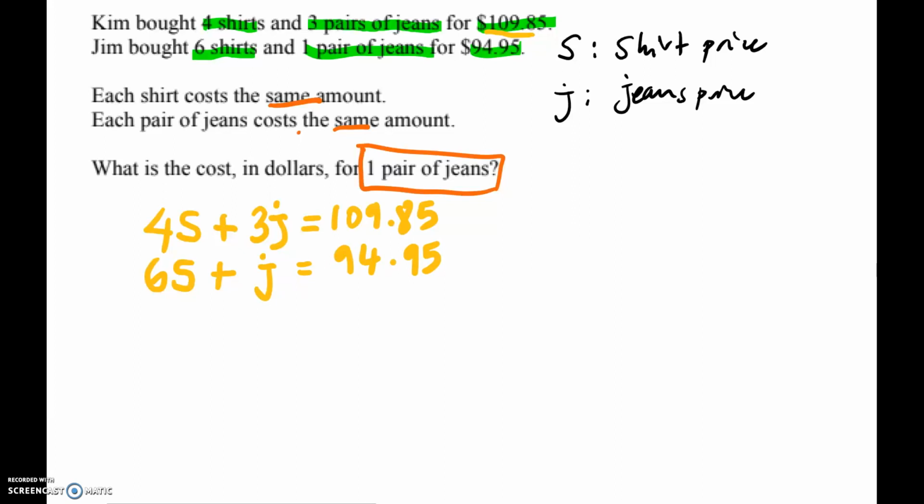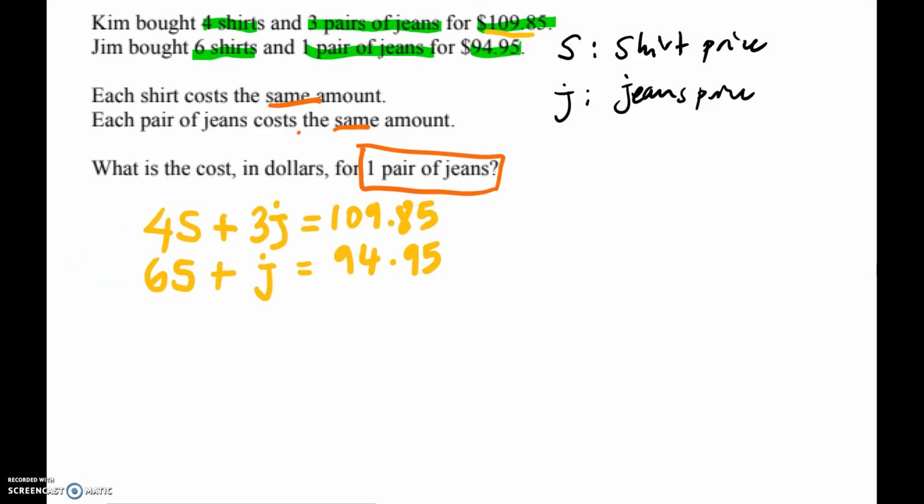What is the cost of 1 pair of jeans? I'm looking for J. So I need to get rid of the S value. We have multiple ways. We can either graph, which is not practical. If you can graph the first line and the second line, the intersection point is going to be your solution. We are not looking for this method because it is going to take a lot of time to graph. Second one is substitution, where one variable is defined in terms of the other one, or we can eliminate.